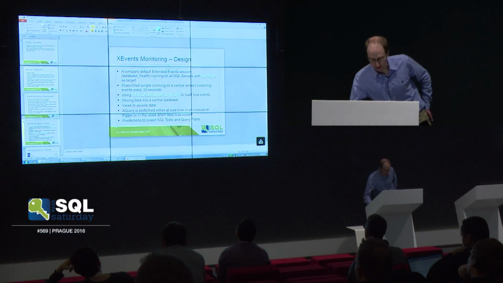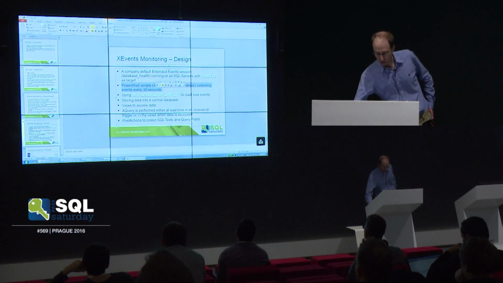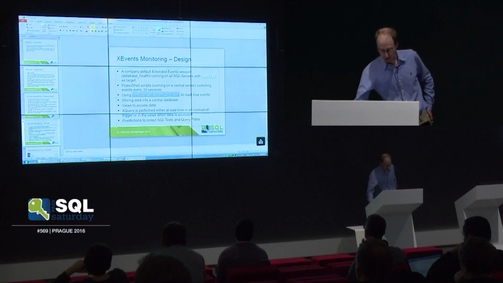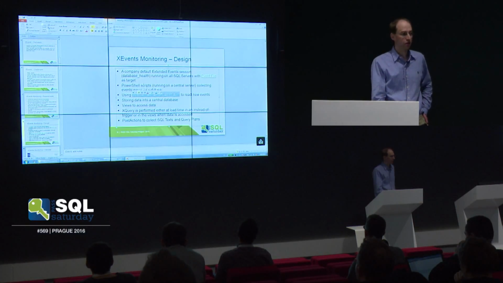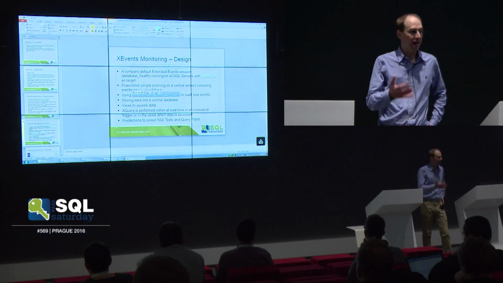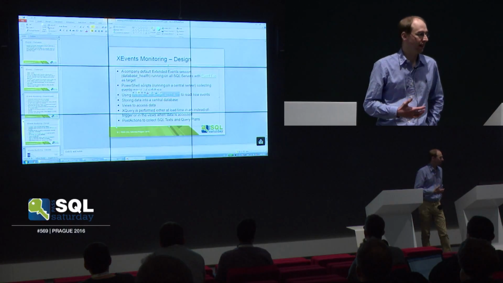We created a default XEvent session that we're running on all servers. We have a PowerShell script that is collecting every 30 seconds from all our production servers, using this function I was showing before. The good thing with that function, which you cannot do with the old trace function, is that the first time you can read all the data, but the next time you can pass a file name and an offset to read only new data, and that means you can do it very frequently.